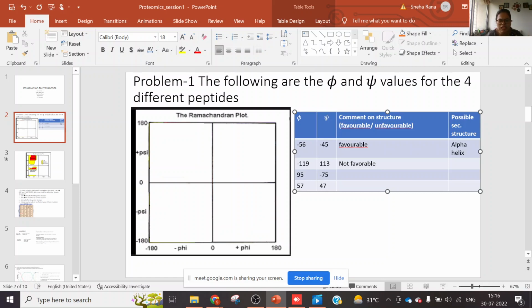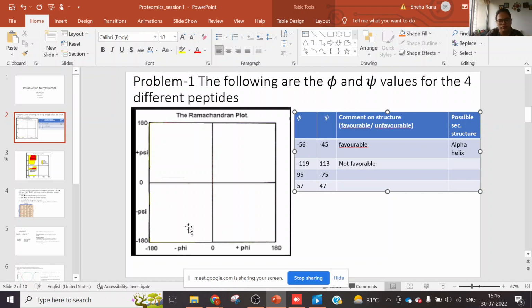But if you see, here is the phi value, and in the lower right region it is positive. So this is a negative value, so it will be somewhere here. It won't be in the lower right quadrant. It will be somewhere in this. So if you want to rethink again and answer.